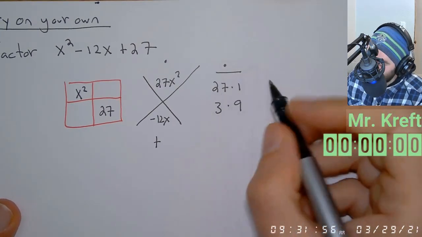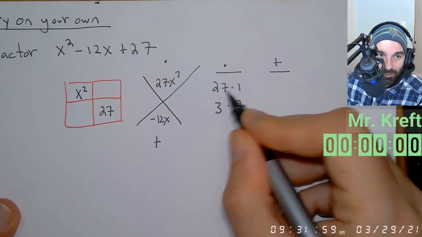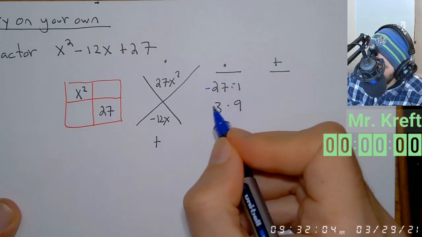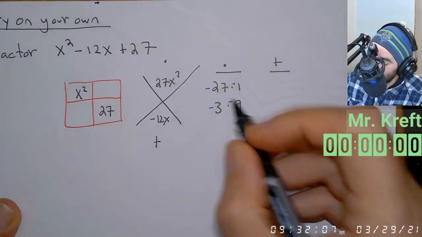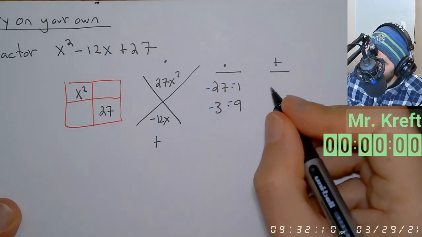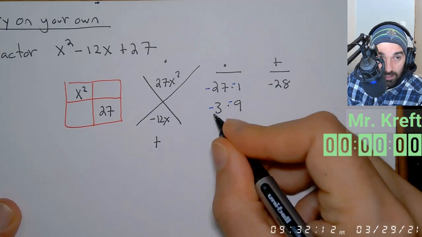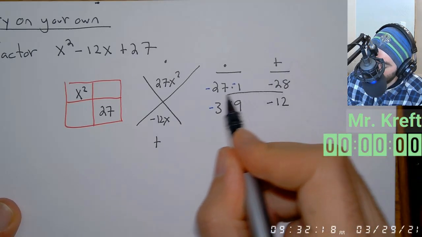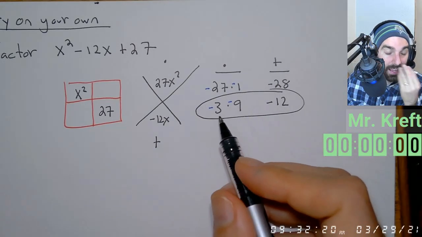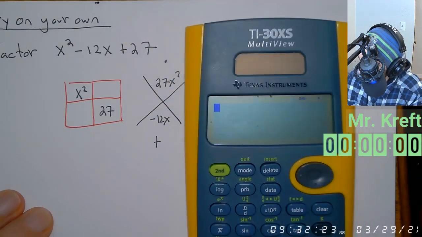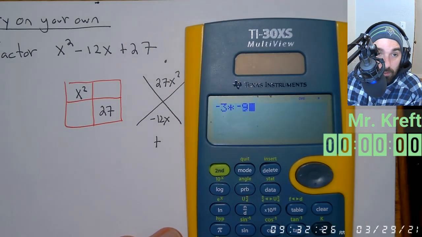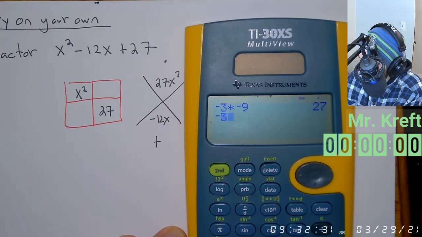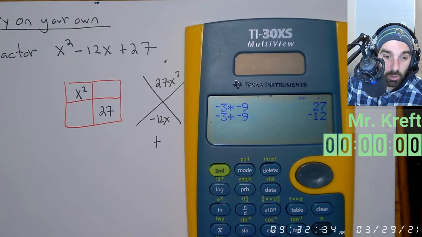So now if I add these though, this would just be positive. This would be positive. So the only other way to do this is to make them both negative. So if I made them both negative, a negative 27 plus a negative 1 would be negative 28. And a negative 3 plus a negative 9 would be a negative 12. So this is what we're going to want right here. We want negative 3 and negative 9. And to double check this, negative 3 times negative 9 equals 27. That's what I wanted. And then a negative 3 plus a negative 9 equals negative 12.